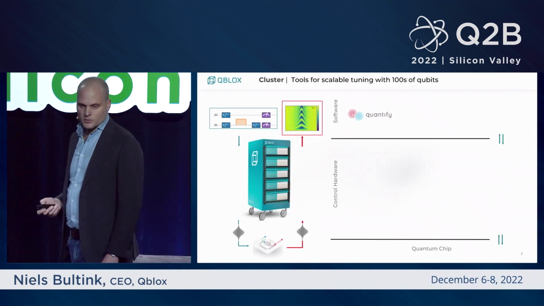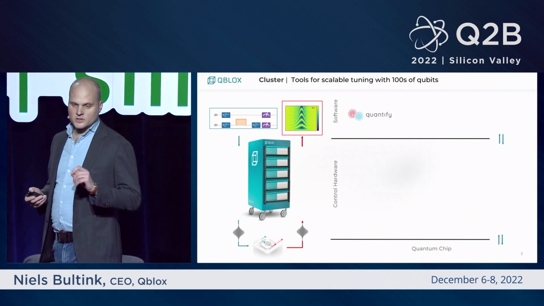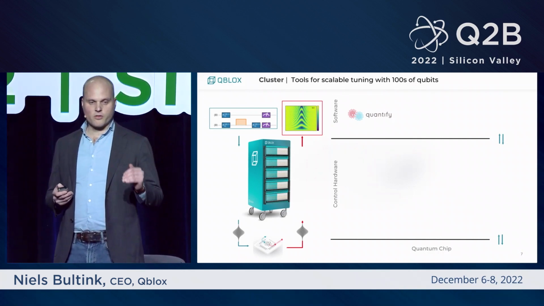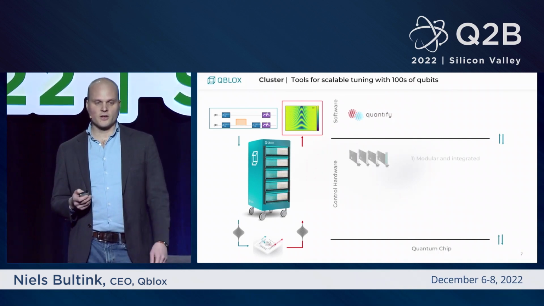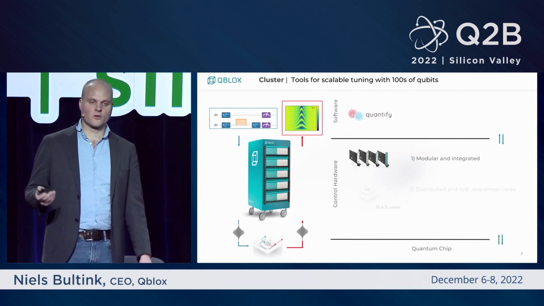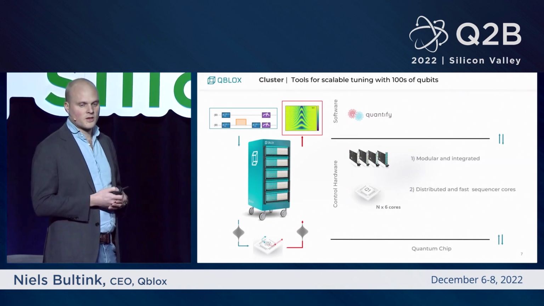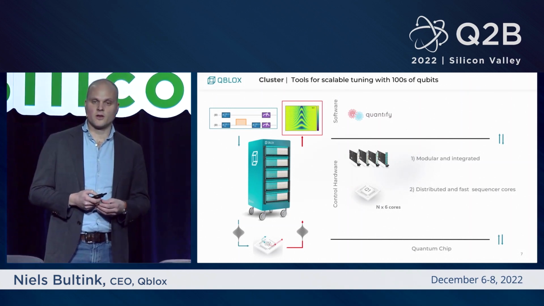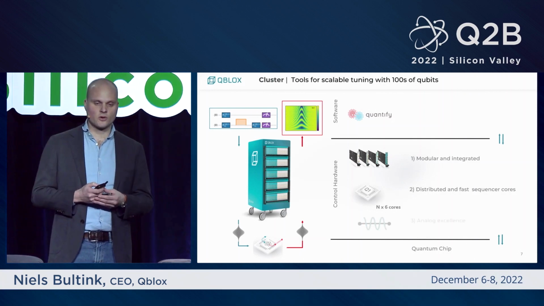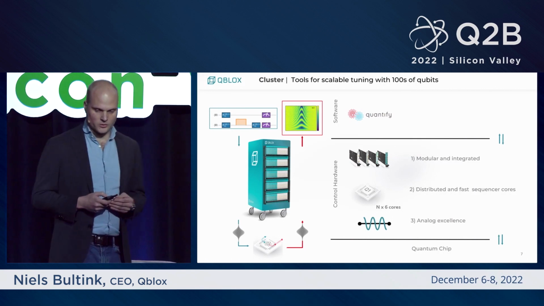So let's start with scalable tuning. Important in scaling up devices and reducing errors in the system is three parts of the control stack. The first one is having a very modular and integrated control stack. The second is the computational power that is embedded in the system in distributed fast sequencer cores. And the third part is in the analog excellence that creates pure signals.